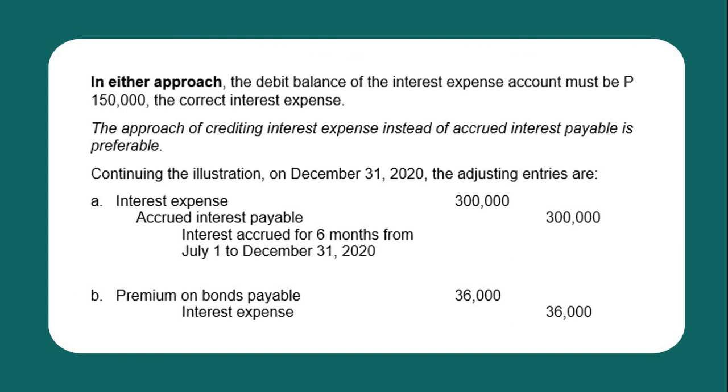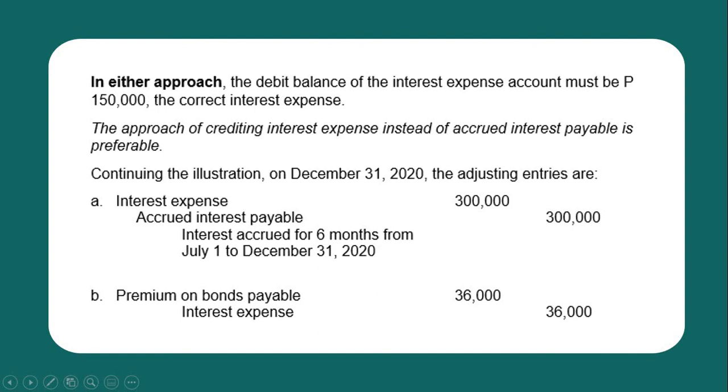Okay. Continuing the illustration, on December 31, 2020, adjusting entries are as follows. So first is to record the accrued interest expense. The last interest payment happened on July 1. So from July 1 to December 31, though the next payment will happen on January 1, still we need to accrue interest from July 1 to December 31. That is for 6 months. So, ang 6 months nga accrued interest ana is 300,000. So, entry, debit, interest expense, credit, accrued interest payable.